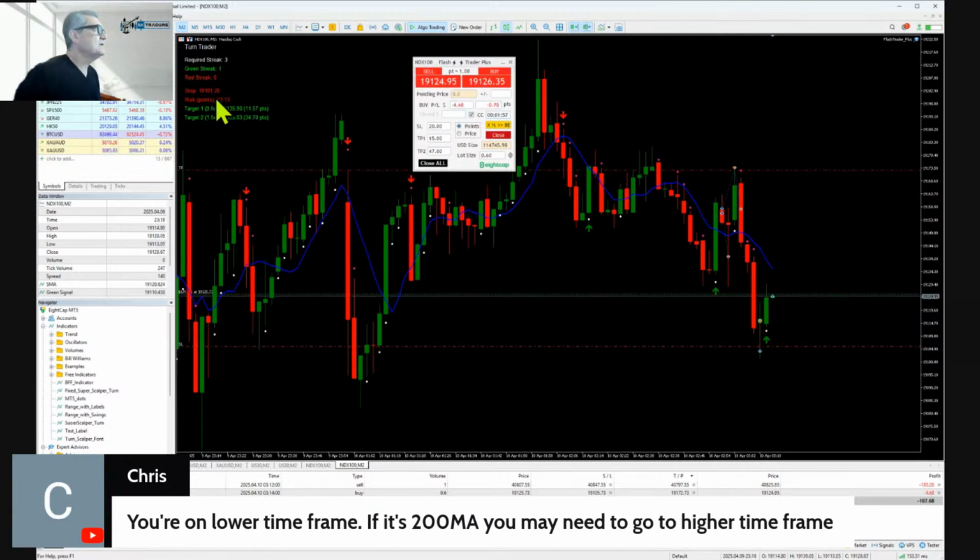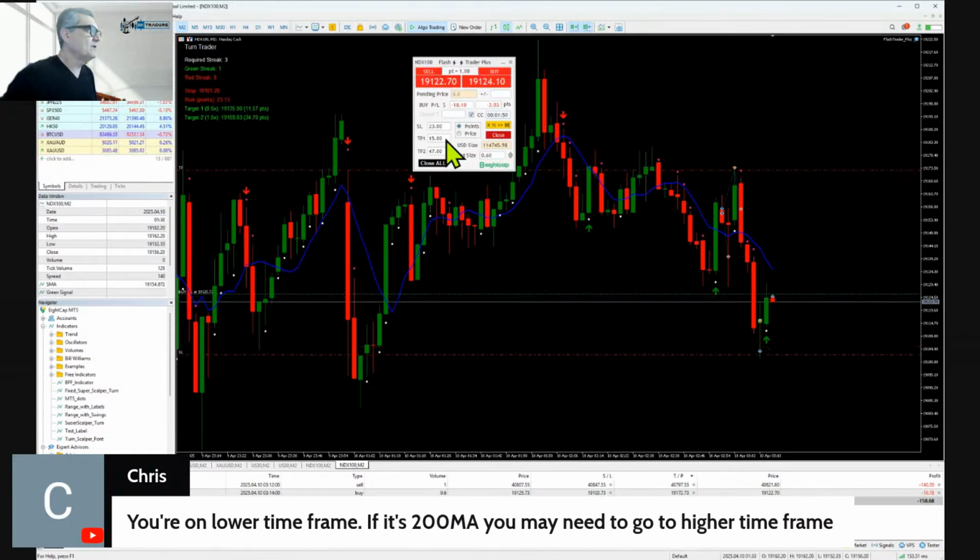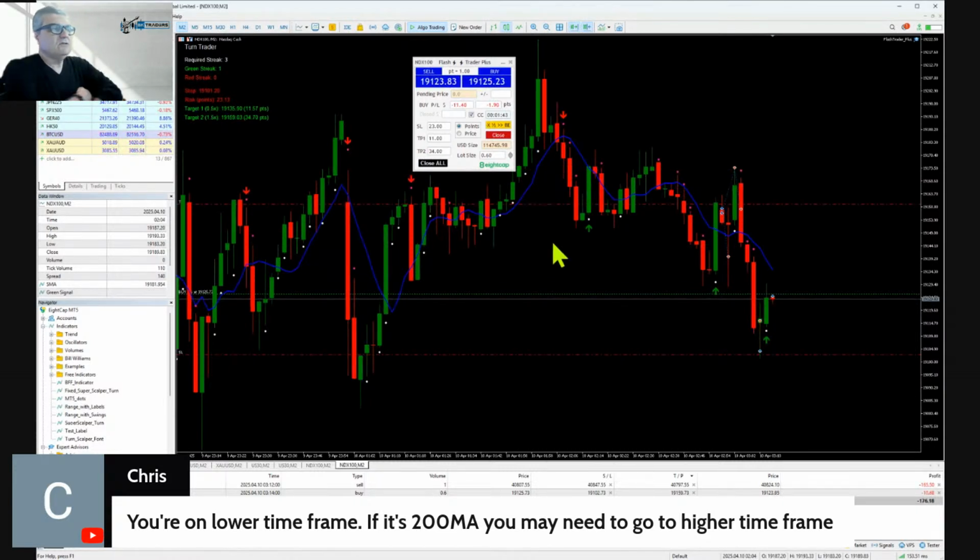It's telling me that the risk here is 23 points. So I'm going to make my risk 23 points. The first target should be 11 points. And the second target is going to be 34 points. So see how easy it is for me to just simply type it in, get off, and now the whole trade is going to be managed. So if it hits the first target, great. Then we're going to let it go to break even, and if it hits the second target, even better.